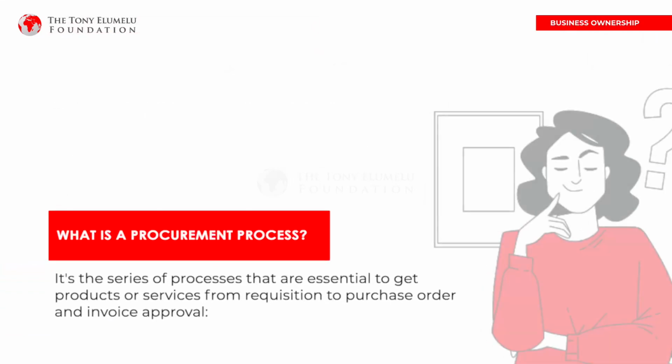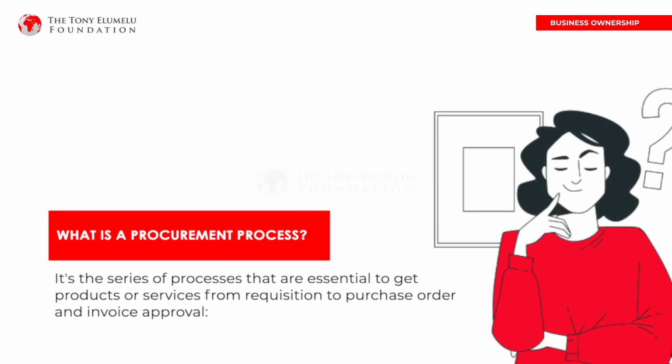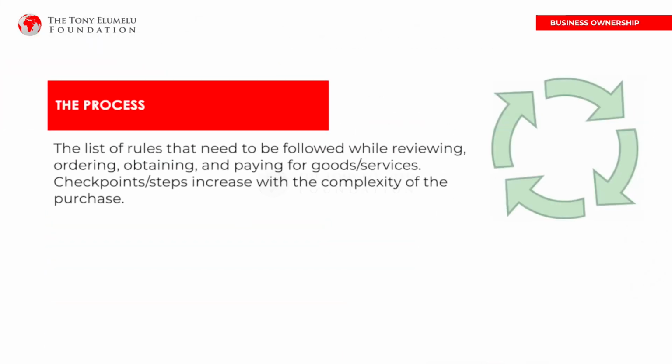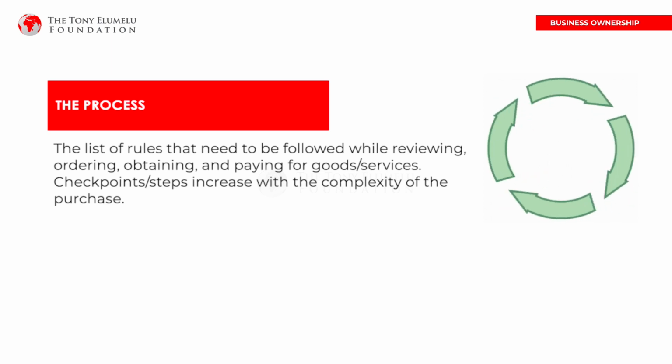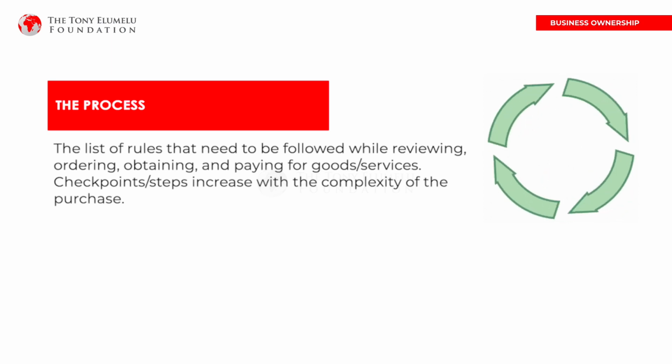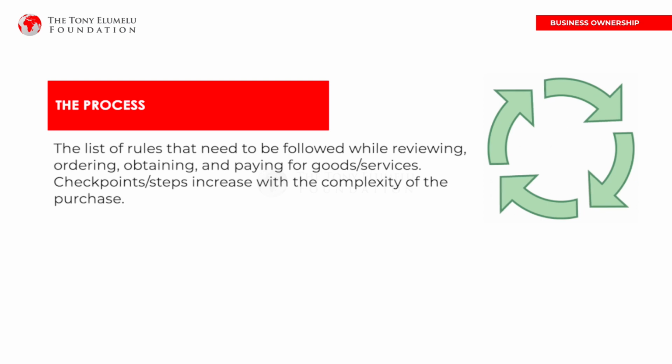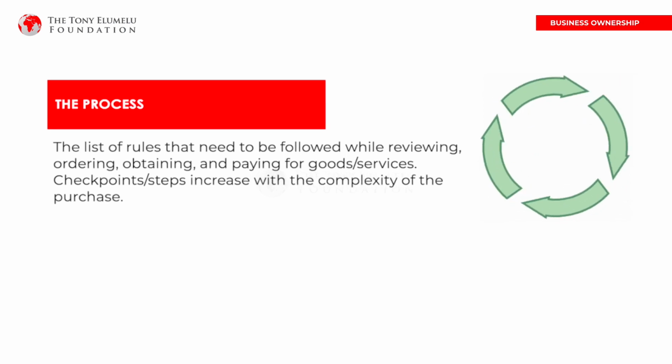What is a procurement process? It is the series of processes that are essential to get products or services from requisition to purchase order and invoice approval. It includes the list of rules that need to be followed while reviewing, ordering, obtaining, and paying for goods and services. Checkpoints and steps increase with the complexity of the purchase.